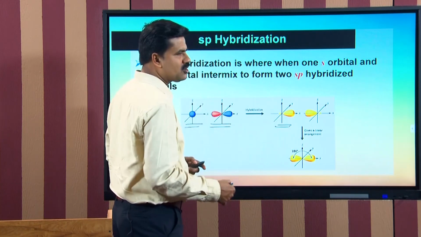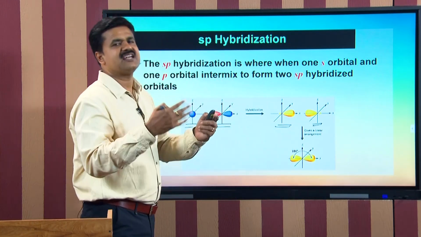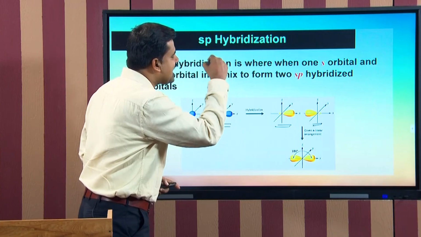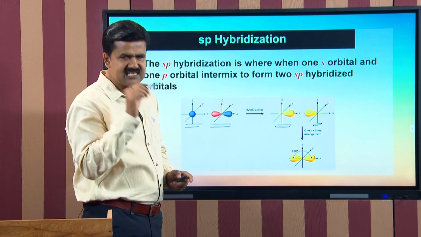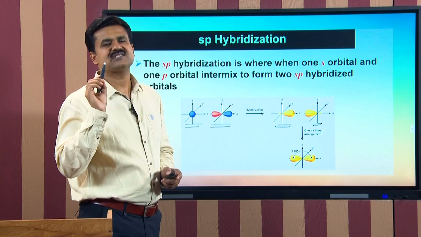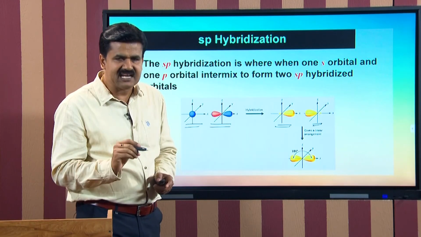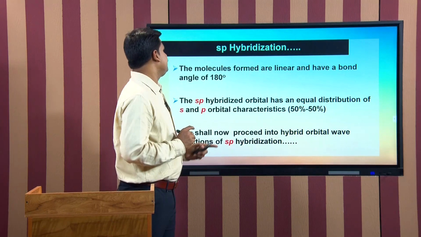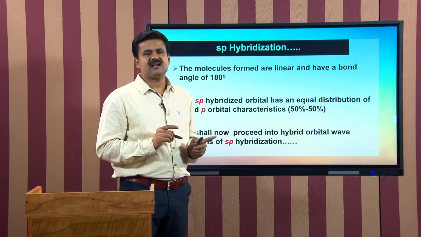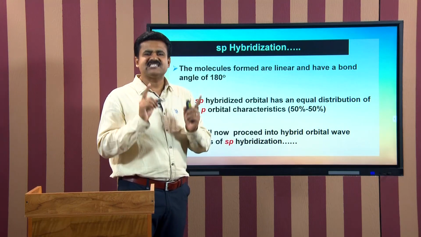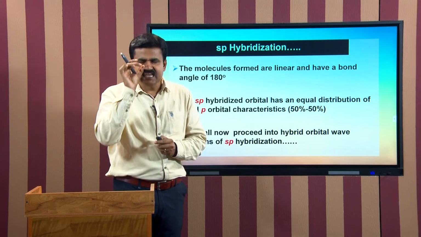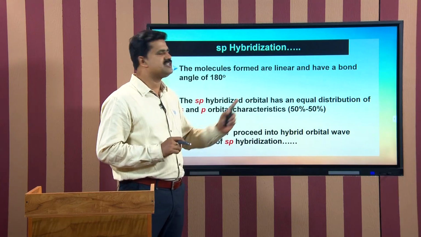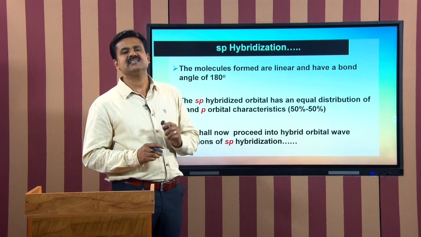This is the first sp hybrid orbital, this is the second sp hybrid orbital, and they can be clubbed together to get an arrangement like this, and these two hybrid orbitals take an angle of 180 degrees, and thus it can be concluded that molecules with sp hybridization will be linear with the bond angle 180 degrees. Moreover, the molecules formed are linear. The sp hybridized orbital has an equal distribution of s and p orbital characteristics. That is 50% s character and 50% p character.